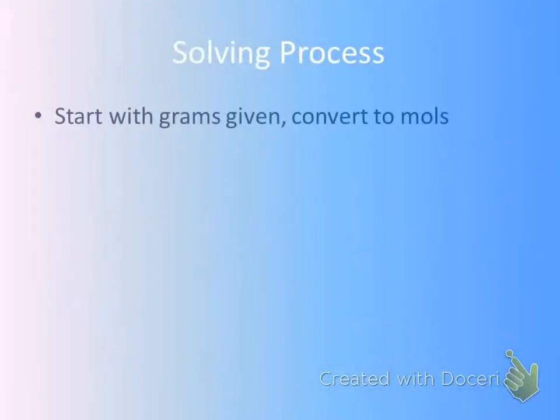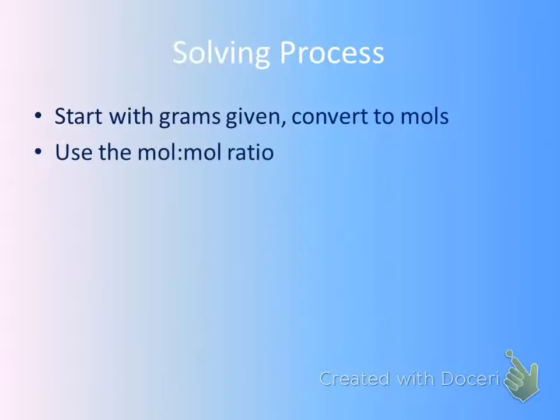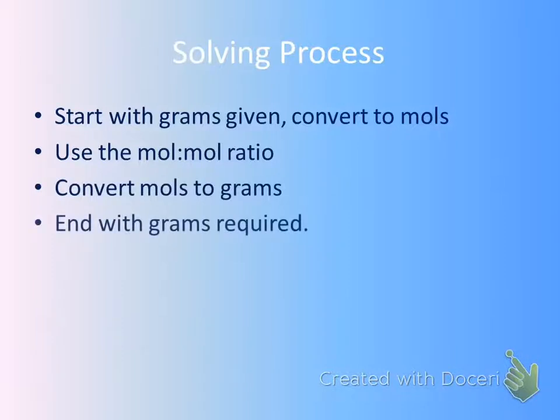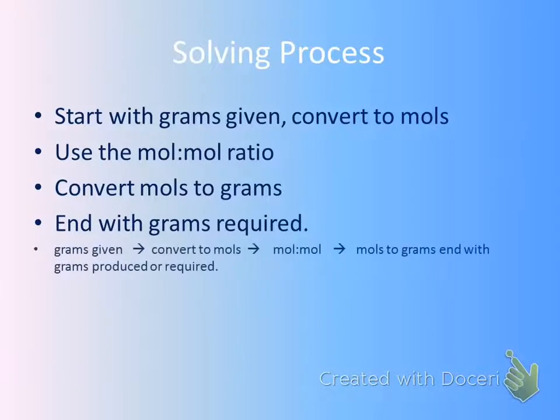So the solving process. We said start with grams given, convert to moles, use that mole-to-mole ratio from your balanced chemical equation. That's why it's important to balance it, because you have to get that mole-to-mole ratio. Then you're going to convert those moles into grams, and you'll end with the grams required or produced. And I showed you the little map. Start with grams given, convert to moles, mole-to-mole ratio, convert those moles to grams, and you're going to end with grams produced or required.